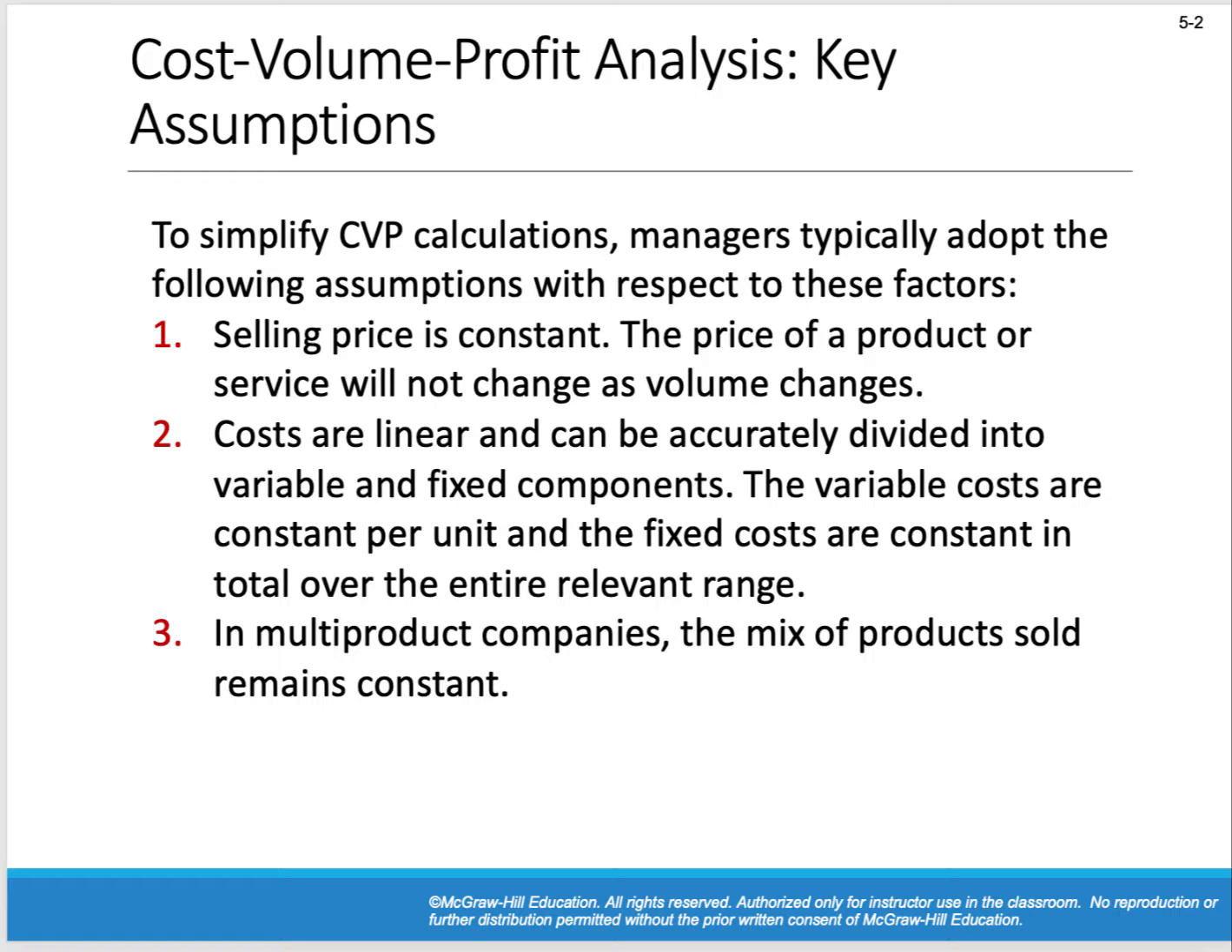When we're conducting CVP analysis, especially in a multi-product company, we assume that the mix of products remains constant, meaning we sell 5 pencils for every 2 pens sold. And we keep that mix, okay? And that allows us to conduct CVP analysis. It makes it a little easier on us, okay?